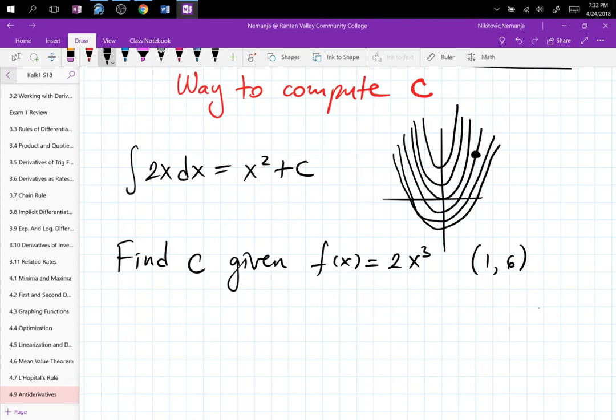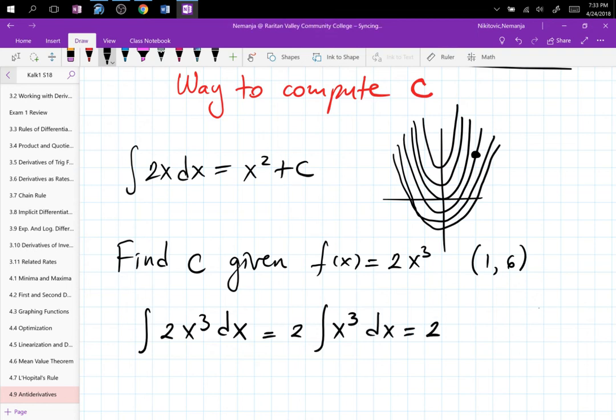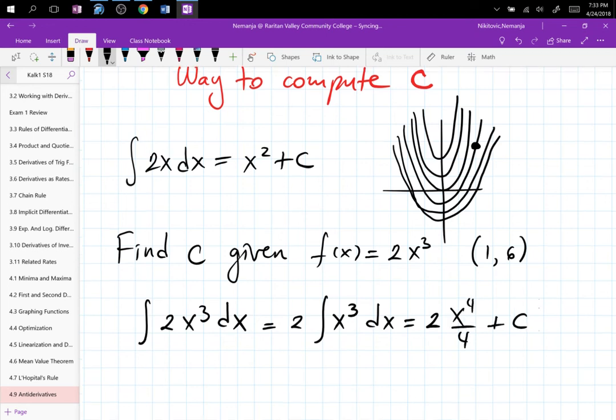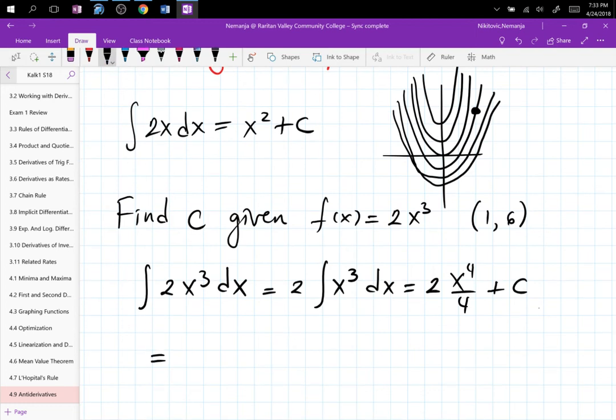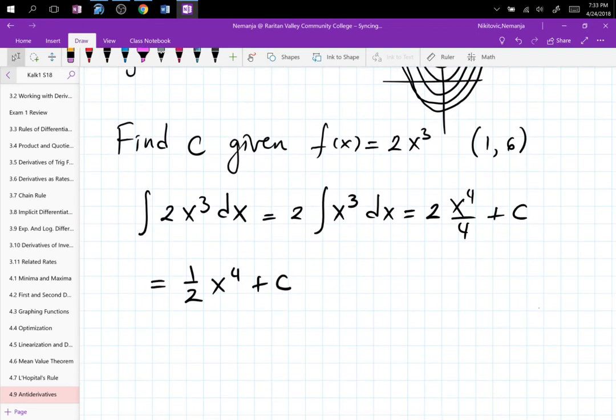So what do we do? We integrate 2x cubed dx. We know to kick 2 outside and then just integrate x cubed by adding 1. So we have 2 times x to the 4 over 4 plus c, which is further equal to 1/2 x to the 4 plus c. Right? Now, what do you do? So this would be the answer, but I want what we call a particular solution.